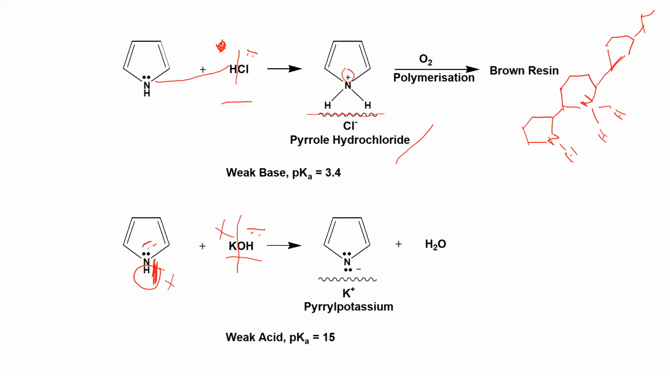So after proton release, this positive potassium can tie up with this negative nitrogen and form a salt like this, which is pyrrole potassium, and this separated proton can form a bond with the hydroxyl ion using the excess electron on the hydroxyl ion and form one molecule of water. So we can see here that pyrrole behaves as a weak base as well as a weak acid.